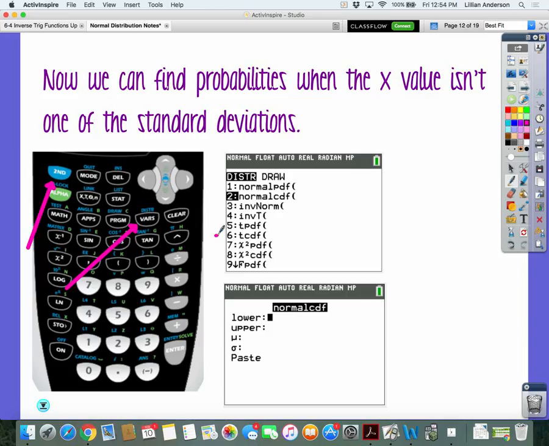Now, if your screen looks like mine, then you type in the lower bound, press enter, the upper bound, press enter, whatever the mean is, press enter, whatever standard deviation, press enter, and then press paste. Okay? It's very simple. I mean, you just fill everything in.